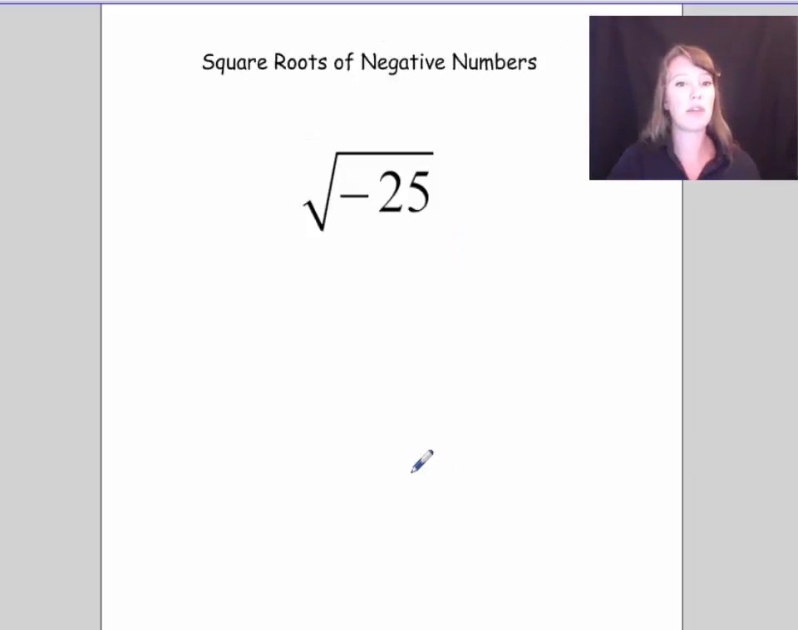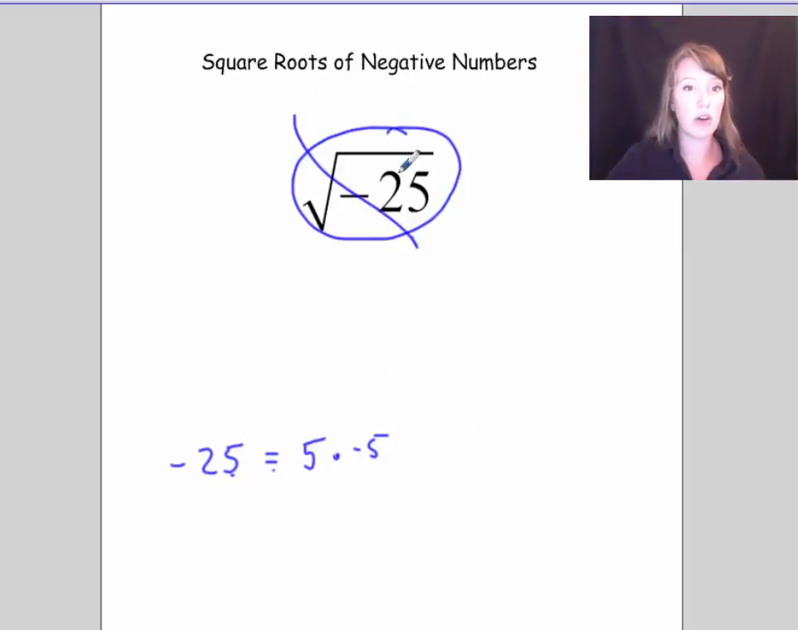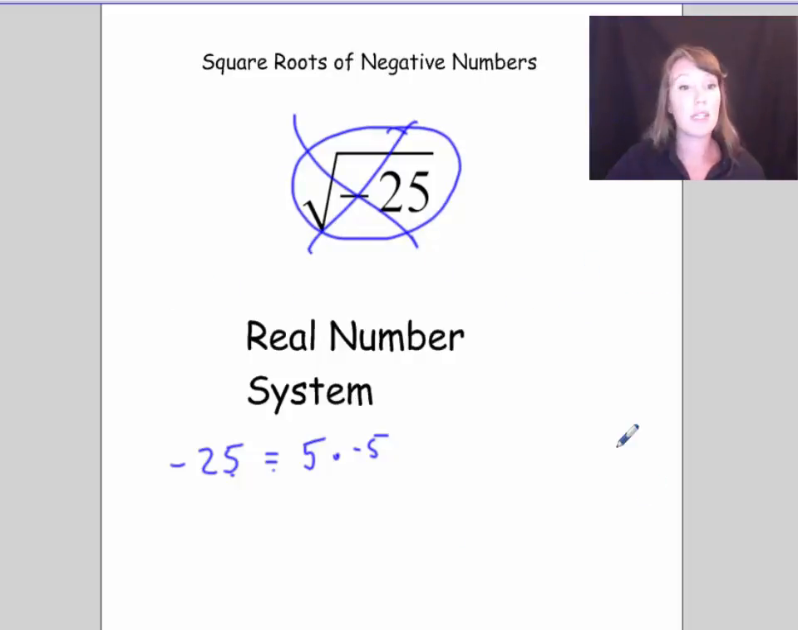Okay, square roots of negative numbers. Well, this type of thing, because -25 in the numbers that we are working with, the factors would be 5 and -5 here. So there is no identical factor in the numbers that we are working with this year that would get you -25. So this right here in the real number system would not exist. Okay, so we're looking at real numbers, which are rationals and irrationals.